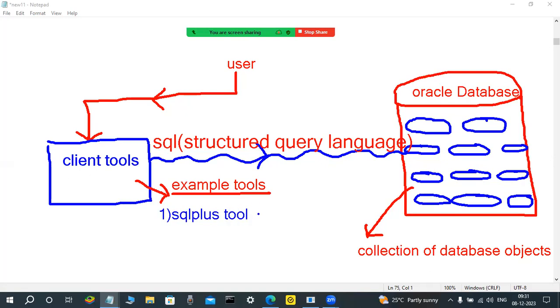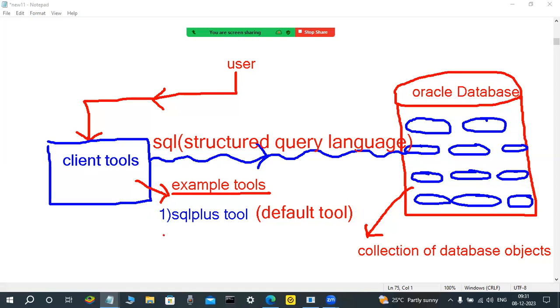Default tool means we are not installing the SQL Plus tool in your system. There is no problem. Why? Because once you install the Oracle software, internally it will be there. That's why this is a default tool. Where it will be available, if you have an idea, that is enough. This is a default tool.